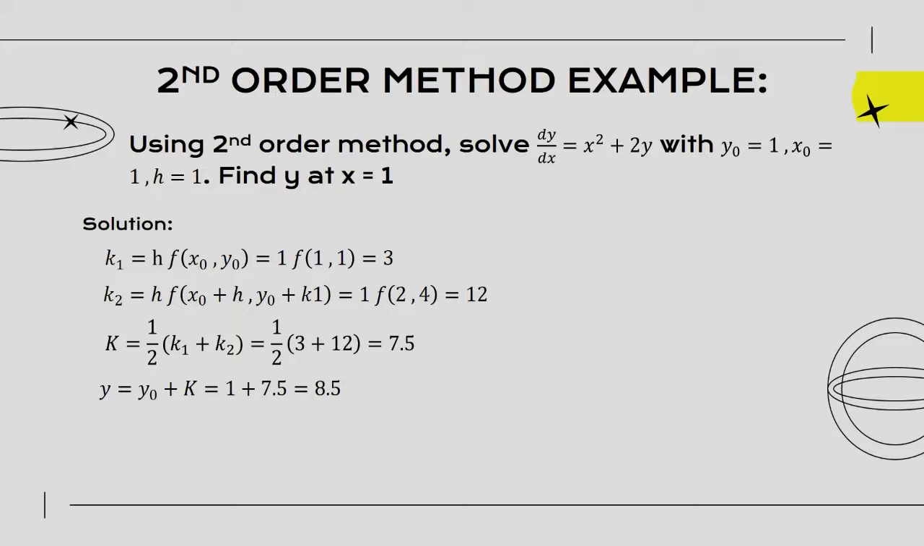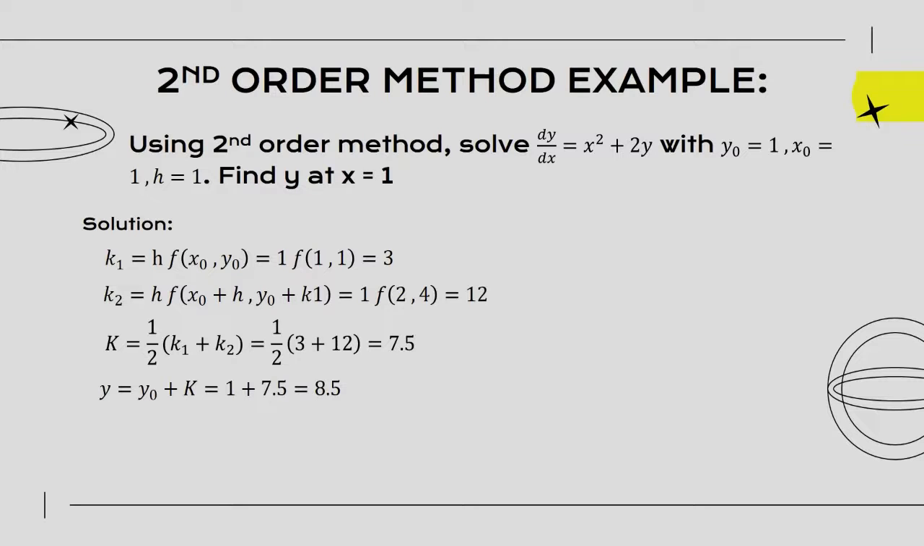Here we have a sample problem for the second order method. Using the second order method, solve dy over dx equals x squared plus 2y, with initial conditions y sub 0 equals 1, x sub 0 equals 1, and h equals 1. Find y at x equals 1.